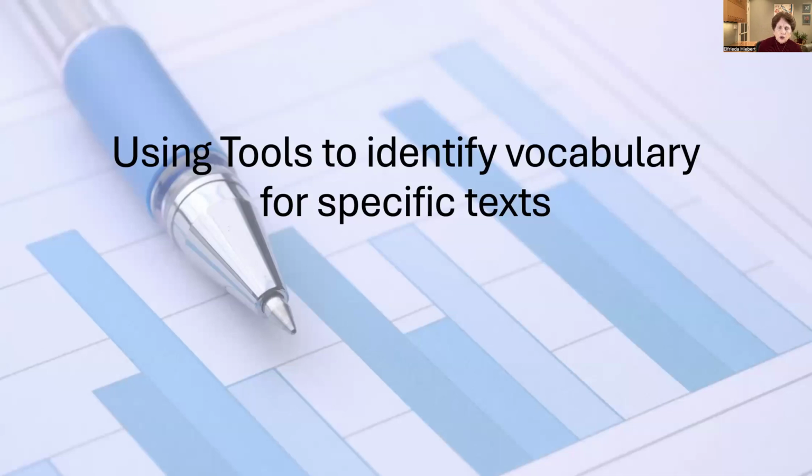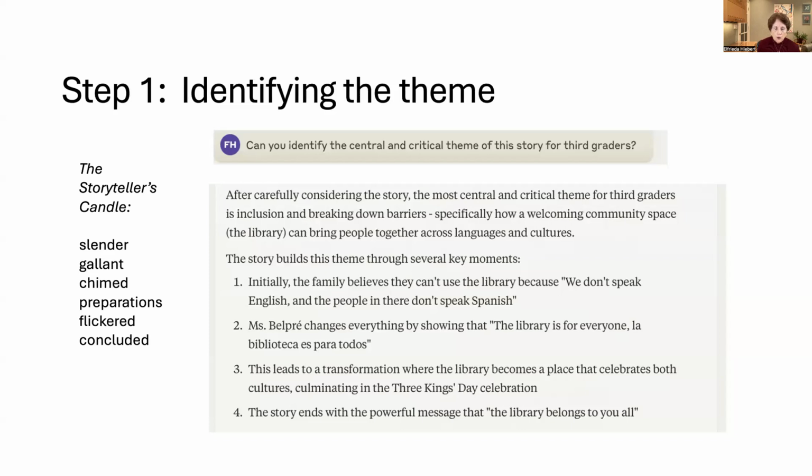So how do we use these tools to identify vocabulary for specific text? Well, one of the things that one needs to do is ask, what's the theme? In this case, and in this presentation, I'm going to be using the AI platform of Claude AI, and ask Claude what the central theme is. And so the theme is about a welcoming community space. Those are the words: slender, gallant, chime, preparation, flickered, and concluded, that represent the story, the storyteller's candle.